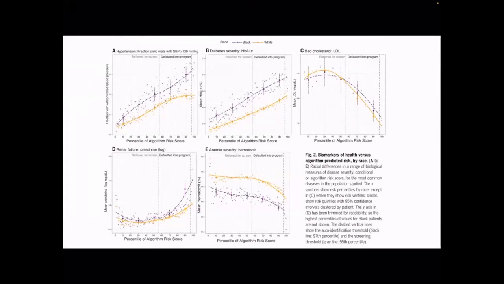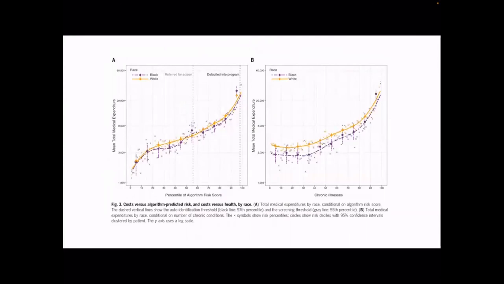So what the author is doing here is just simply drilling down. And what they have found is that the exact same pattern happens across comorbidities. So hypertension, the same score generated by an algorithm that's similar to an AI algorithm, for white patients, they have lower comorbidity in relation to hypertension. Black patients, African-American patients have a higher level. Diabetes severity, cholesterol, renal failure, anemia, all of them with the exact same pattern.